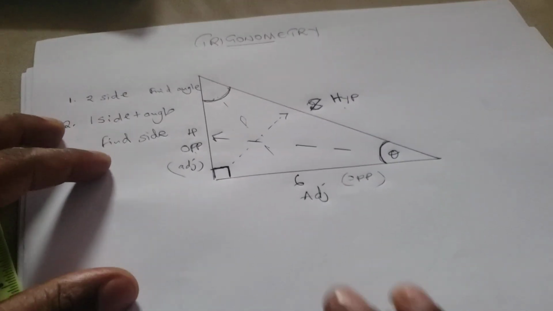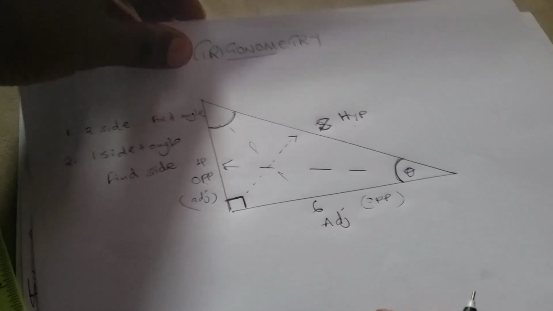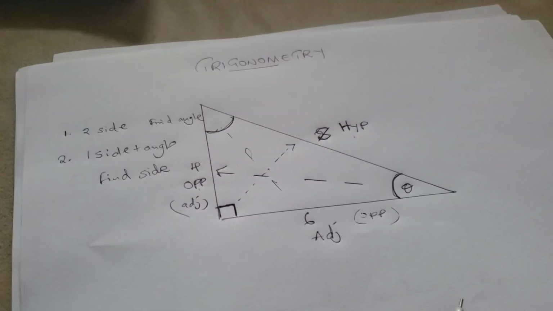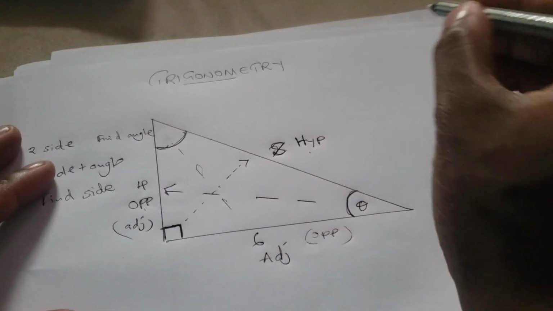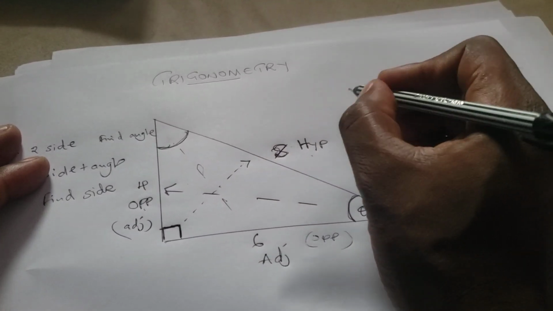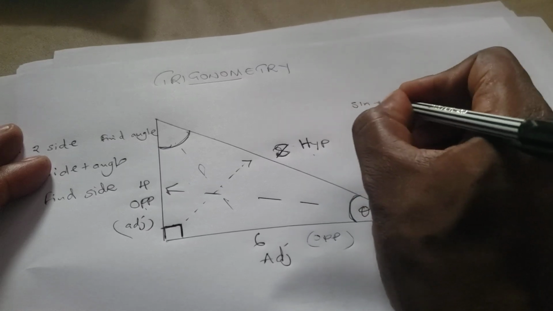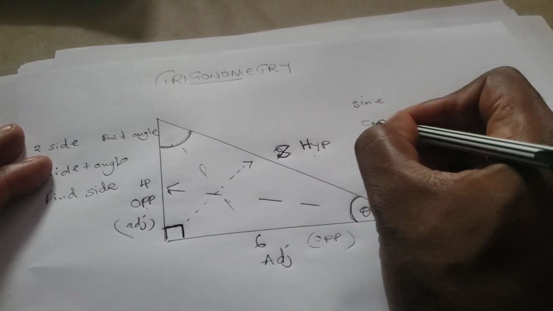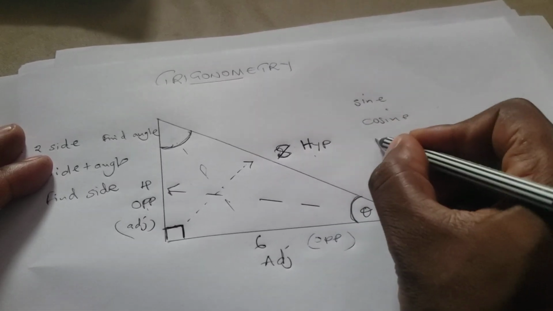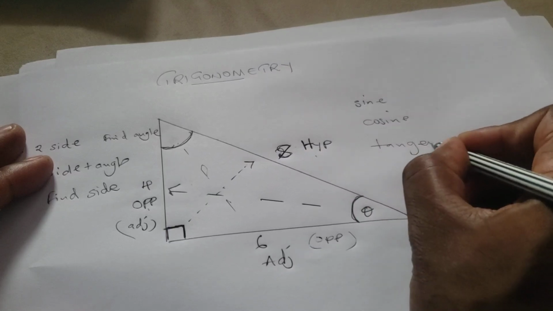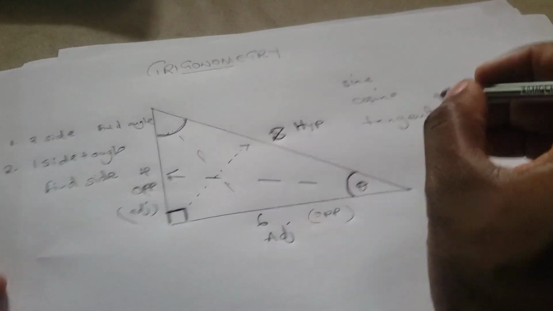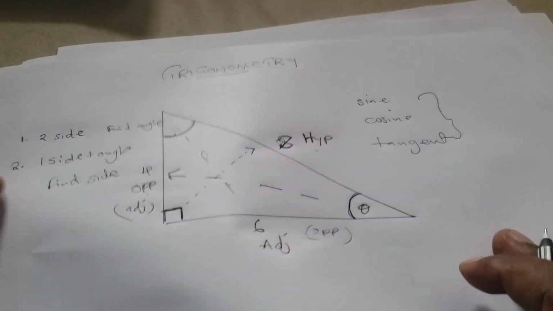Now, before we do that, there's a mnemonic that will help us with the trigonometrical ratios, because there are three trigonometric ratios that we need to understand. There's what we call sine, there's cosine, and then there's tangent. These are the three trigonometric ratios. I'll explain them in the next video.